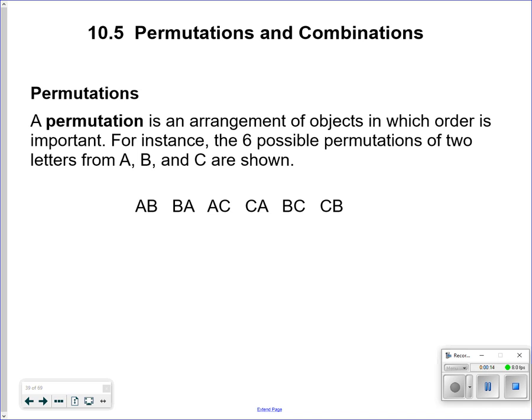And so a permutation is the arrangement of objects in which the order is important, and I can't stress that enough. A permutation, the order matters. For instance, the 6 possibilities for this particular situation with a permutation are AB, BA, AC, CA, BC, and CB. So 3 letters can actually be done, if I want only 2, 6 different ways if the order matters.